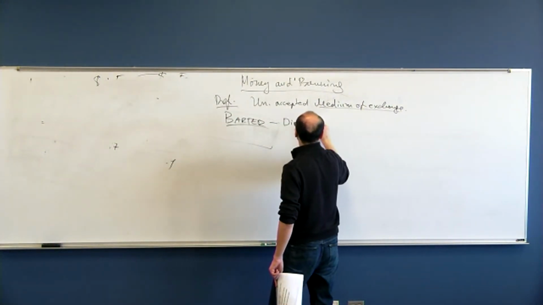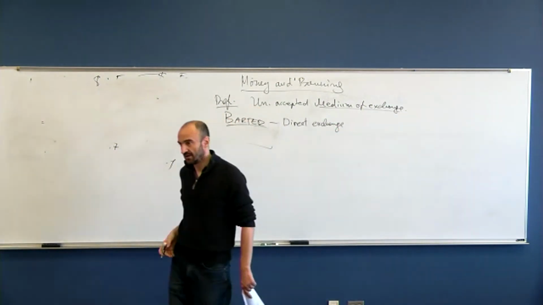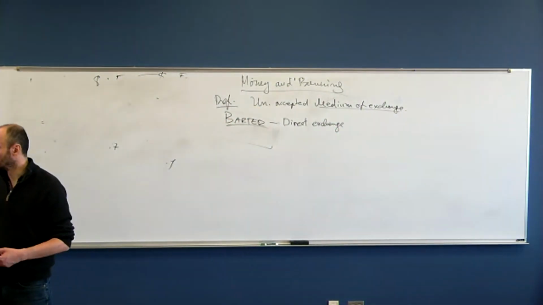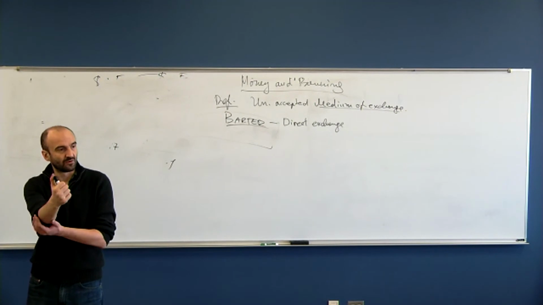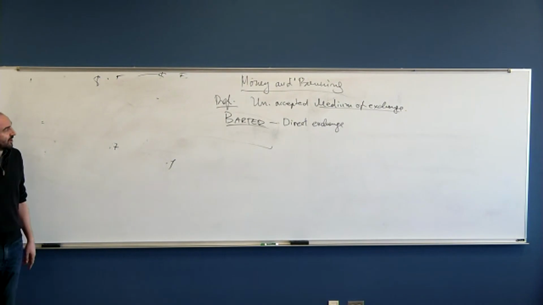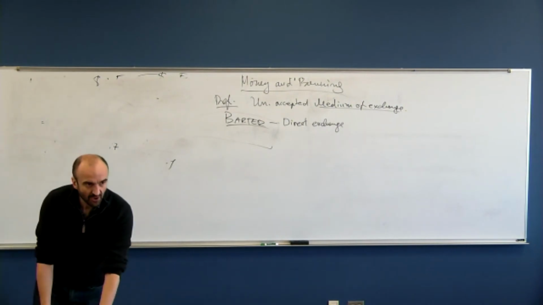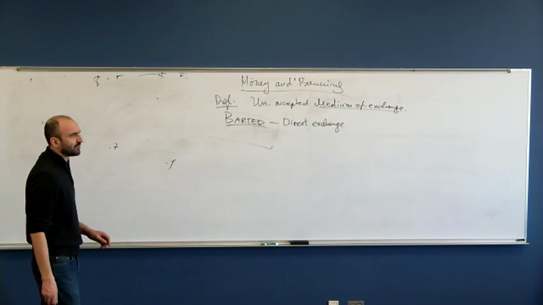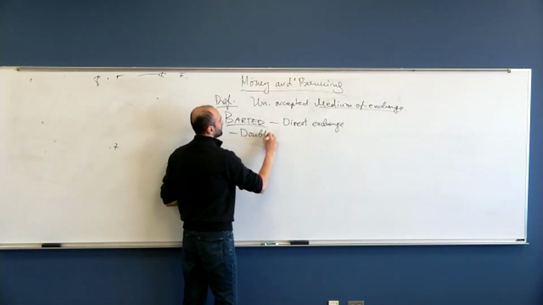Good for good. I give you this, you give me that exchange. An apple for an orange, my pant for your wristwatch. Now, that's all well and good, but there are some inconveniences of barter. The main inconvenience, the main problem with the barter is something called double coincidence of wants.